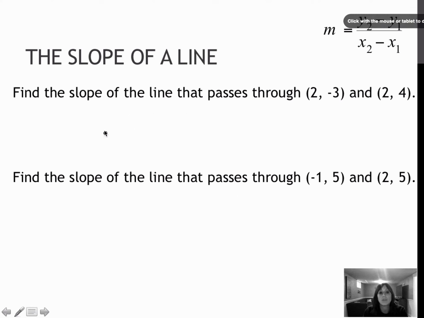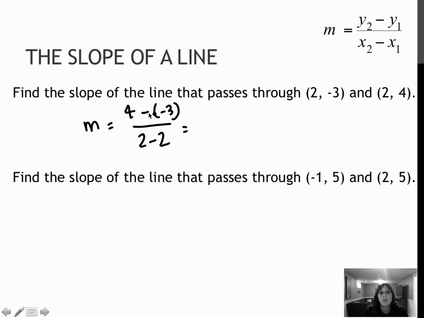These are a little bit different because as I find the slope here, y2 minus y1 over x2 minus x1, notice what's going to happen on the bottom of my fraction. I get a 0. So I'm not going to say that my slope is 7 over 0. I would call this undefined because you can't divide by 0. If I were to graph that, that would be a line that looks like this. This is that vertical line.